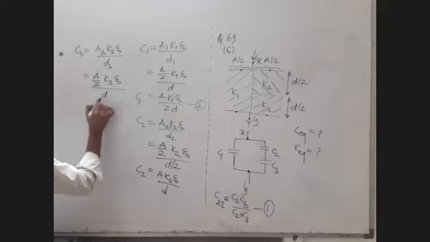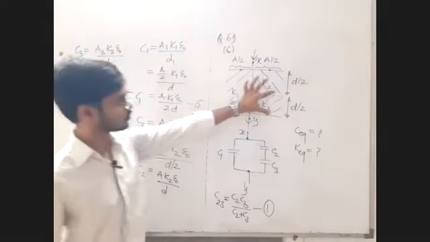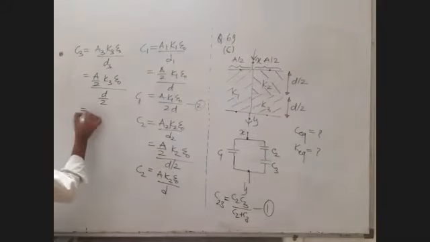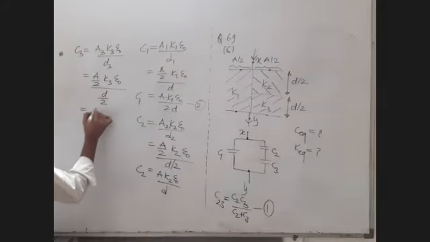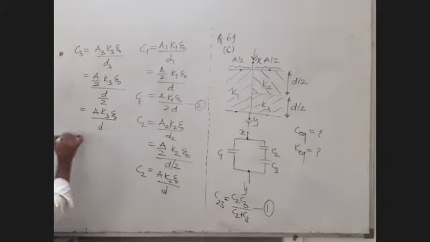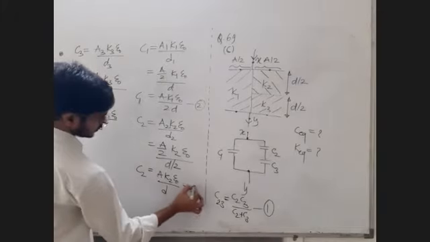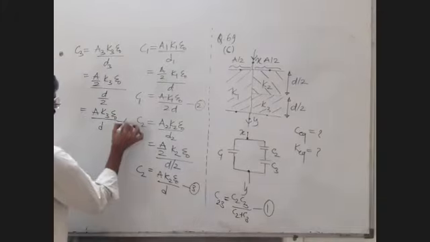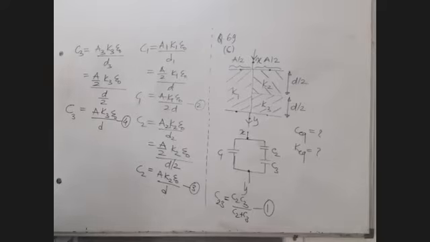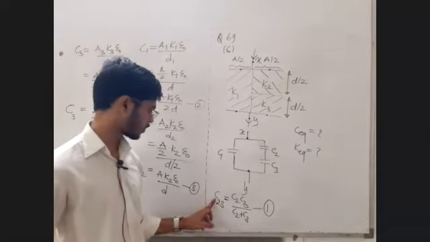D3 is D by 2. The 1 by 2 cancels, so C3 is A K3 epsilon 0 upon D. Call this equation 3 and this equation 4. This is your C3. Now you can find the equivalent combination of C23.